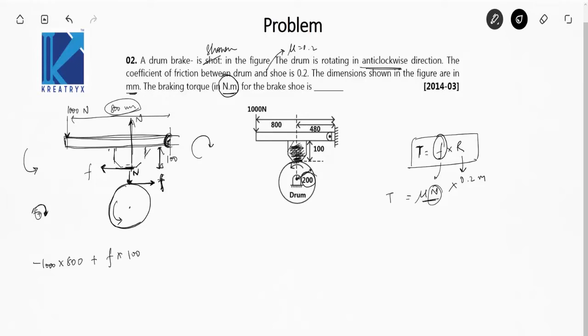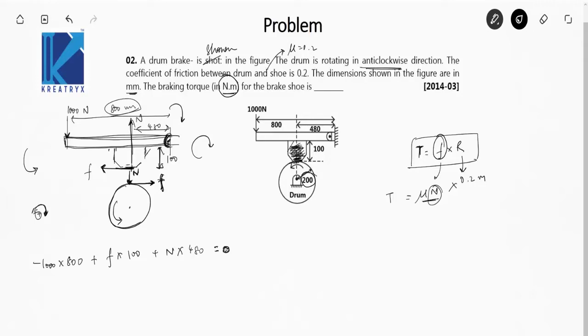So friction force about this hinge will be creating a moment in the clockwise direction, so that is plus F into 100, and there is one more force, that is normal reaction. So the normal reaction about this hinge will also be creating the moment in the clockwise direction, so plus N into this distance, 480 mm, is equal to 0. No need to convert these distances in meter, because you can take the factor common, and on the right hand side we have equated the equation to 0.